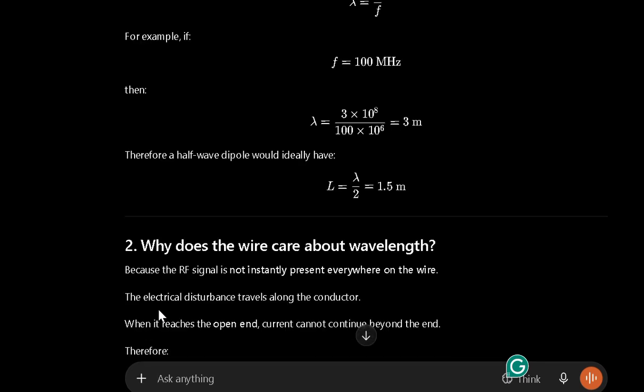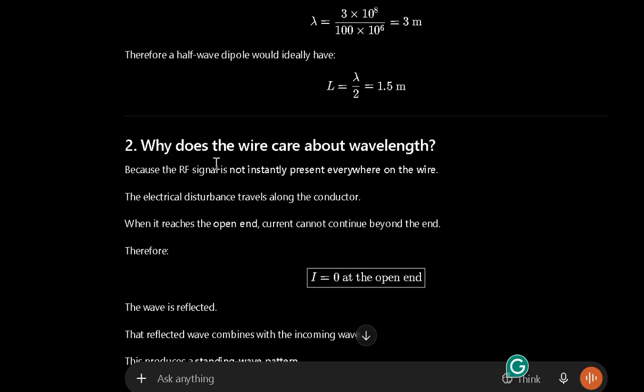Because the RF signal is not instantly present everywhere on the wire. The electrical disturbance travels along the conductor. When it reaches the open end, current cannot continue beyond the end. Therefore, I equals 0.